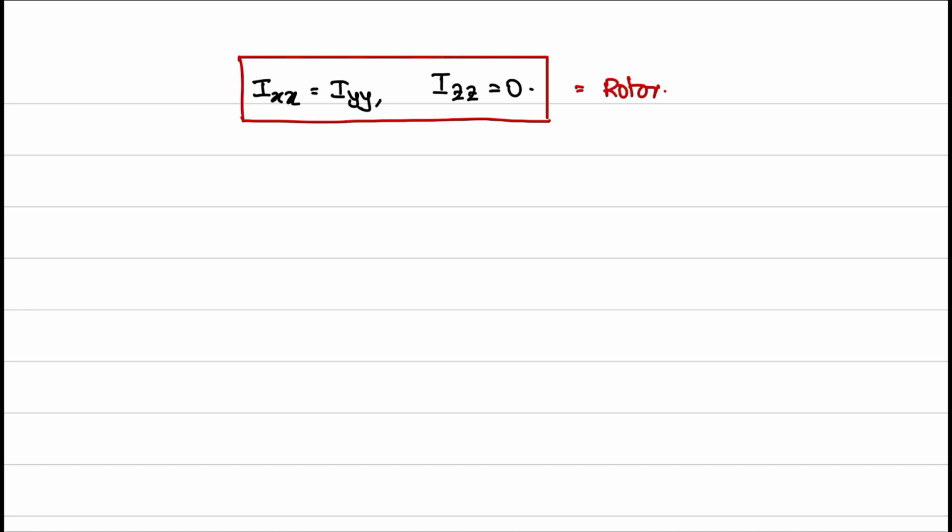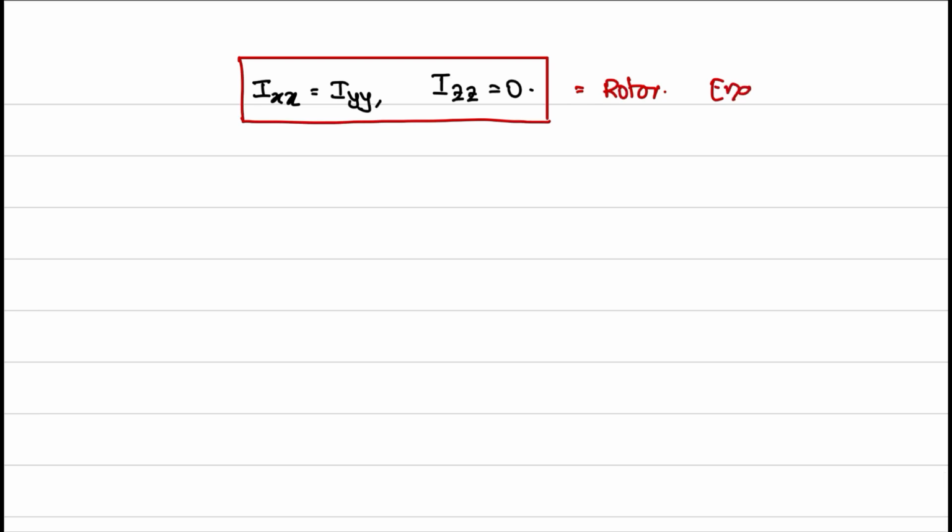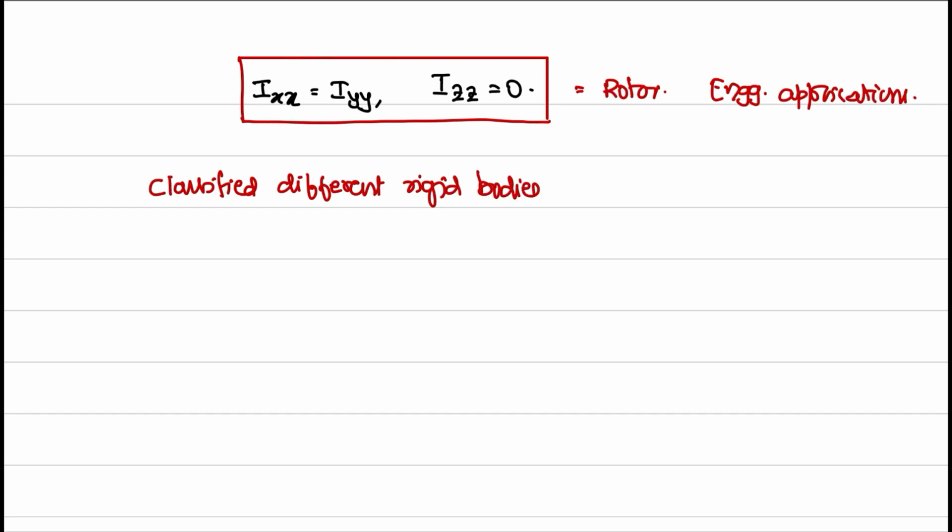This has a lot of engineering applications. That means we have classified rigid bodies. In this lecture, we have classified different rigid bodies on the basis of the moment of inertia tensor.